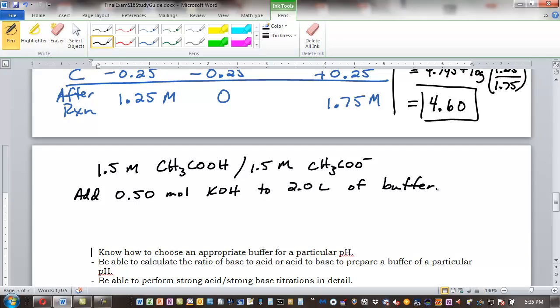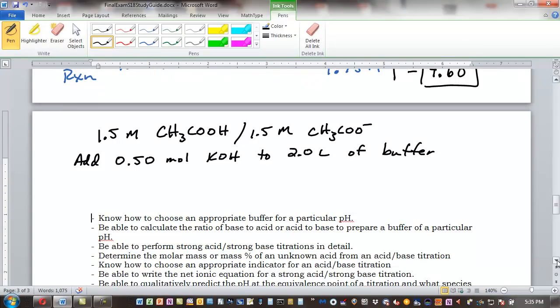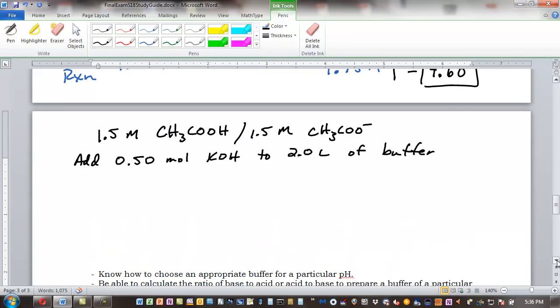Okay, so let's add 0.5 moles of strong base, potassium hydroxide, to 2 liters of that buffer. Now I'm just going to represent my strong base as hydroxide. Potassium hydroxide is a soluble salt. It will ionize to potassium ion and hydroxide ion. Potassium ion doesn't do anything. It's a spectator. So what's going to react is hydroxide.